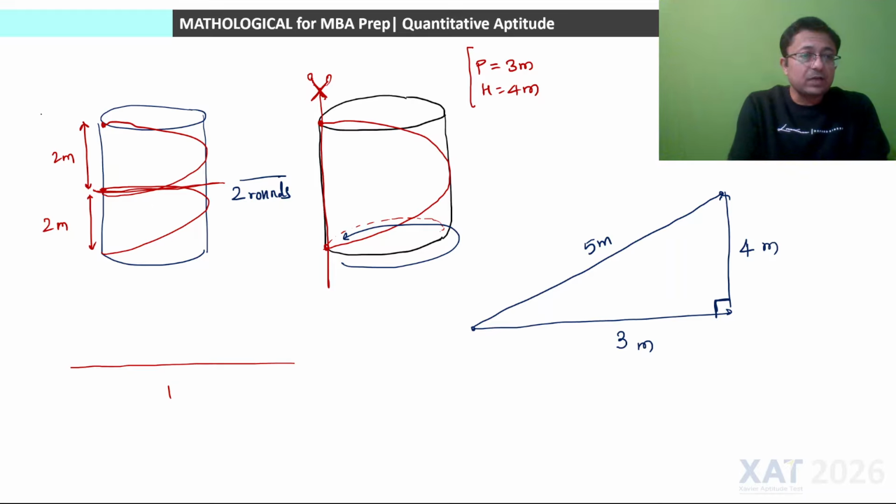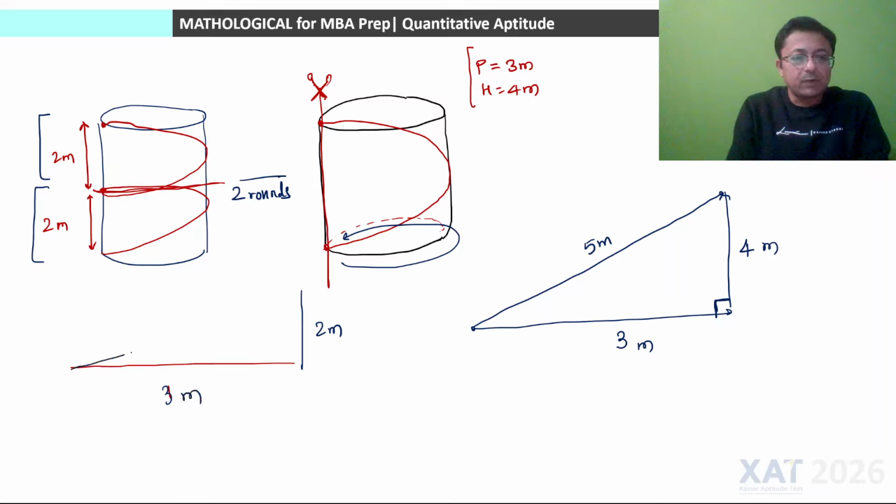But in this case क्या होगा, height is divided in 2 parts because 2 rounds are there in total. So height will be 2 meters only and perimeter remains 3 meters. So length of one round of the staircase will be root of 3 square plus 2 square, 9 plus 4, 13, root 13. And hence total length of the staircase will be 2 root 13 meters.